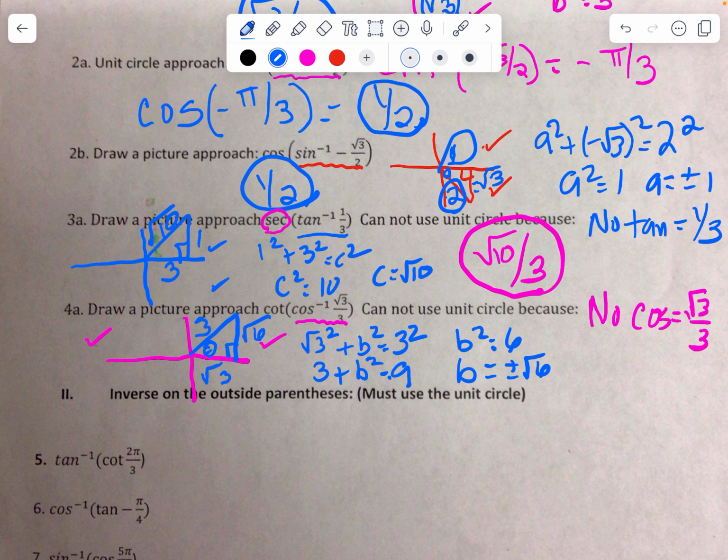And so now, once I have a picture of the angle, I answer the question: what's the cotangent of this angle that I have a picture of? Well, tangent is opposite over adjacent. So cotangent would be adjacent over opposite. It would be root 3 over root 6, which reduces to root 1 over root 2. And then you have to rationalize it by multiplying top and bottom by root 2. So the answer is root 2 over 2.